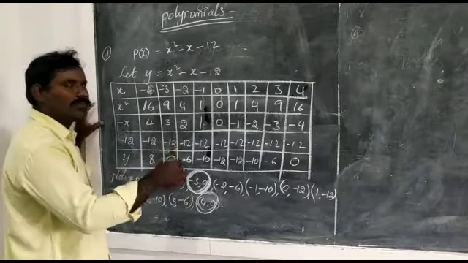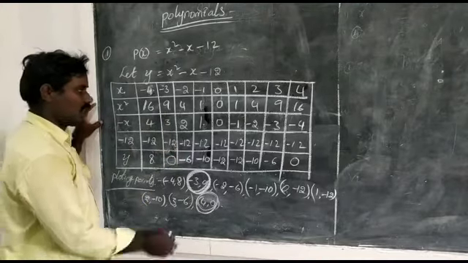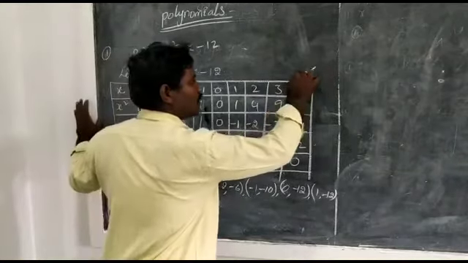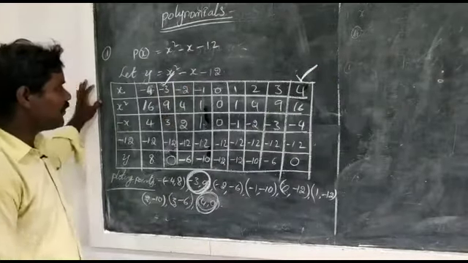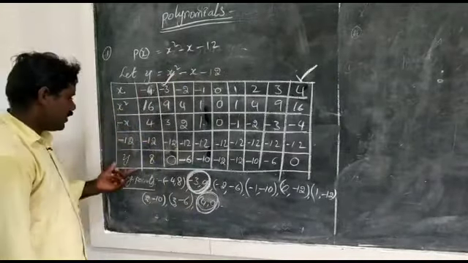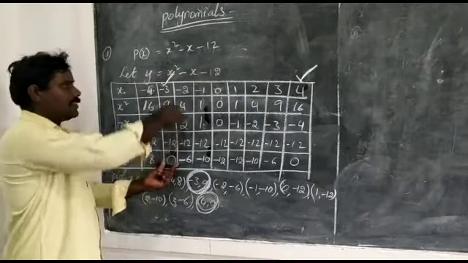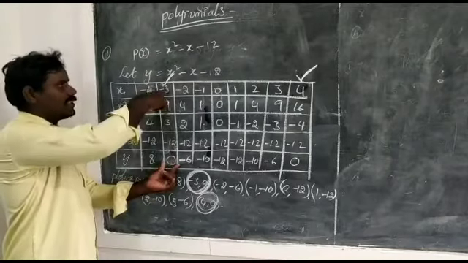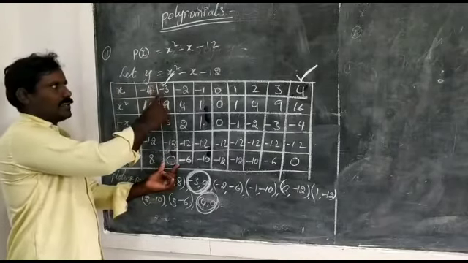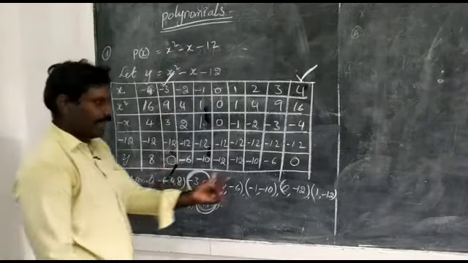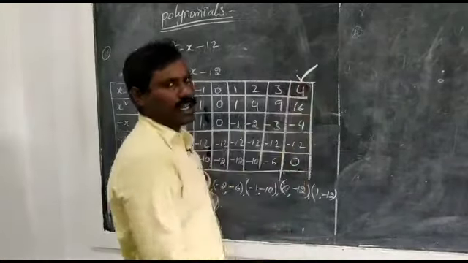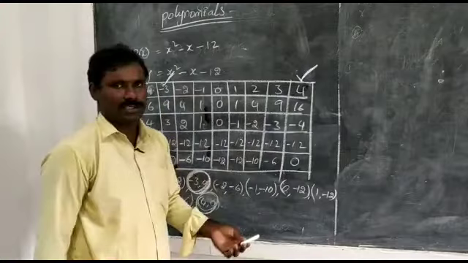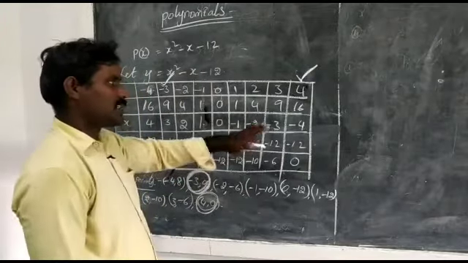And the zeros of the polynomial are minus 3 and 4. How do we identify these two as zeros? When the y value is 0, the x value at that place is called the zero of the given polynomial. See here, y value 0, and the x value is minus 3. That means minus 3 is the zero of this given polynomial. And also here, 4 is the zero of the given polynomial. Now minus 3 and 4 are the zeros of the polynomial. This is about the graph sheet backside part.